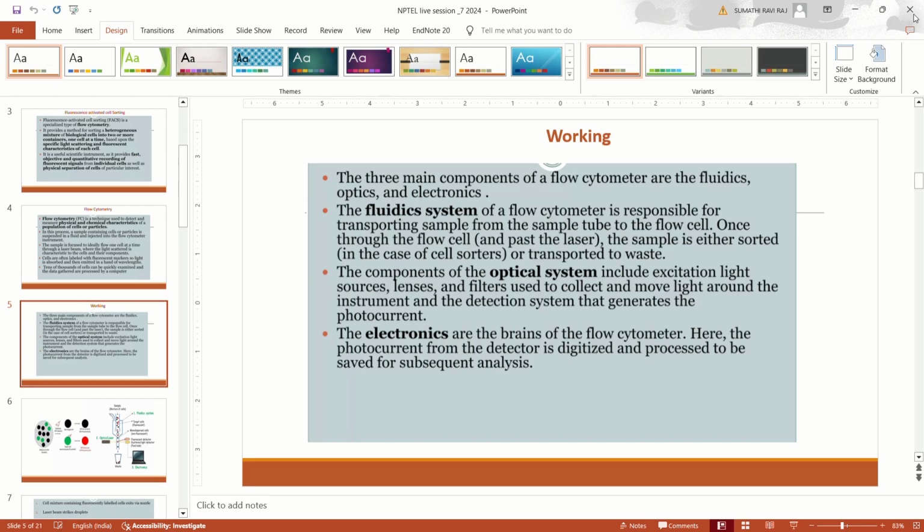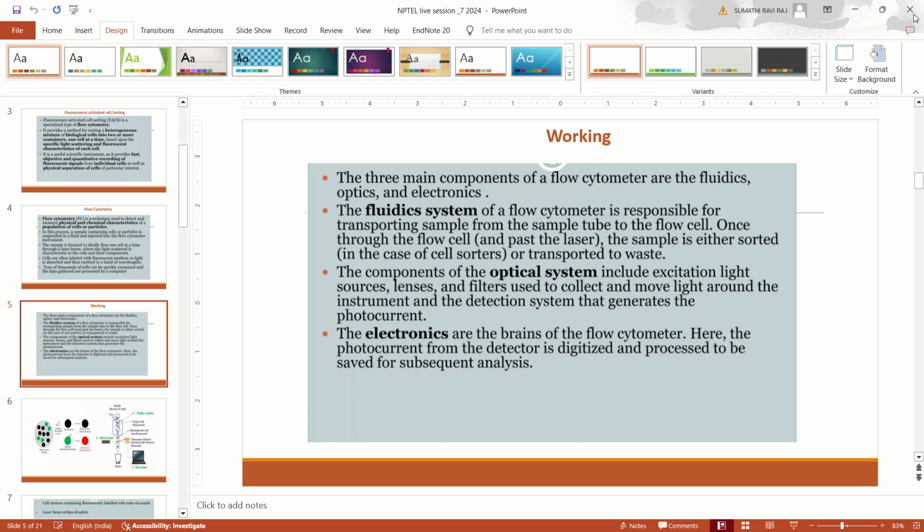So in the fluidics of a flow cytometer, it will transport your sample. Your sample is a fluid, so it will be transported from the sample tube where you inject it, and then flow one cell at a time through the flow cell and past the laser. The sample is either sorted in the case of cell sorters or transported to waste. So like I said, in a mixture of cells, if you need only one particular type of cell, you will have one tag. Your laser, after hitting each cell one by one, will detect, depending on the scattering of the light. If this is the fluorescent cell, then it will collect it in a tube.